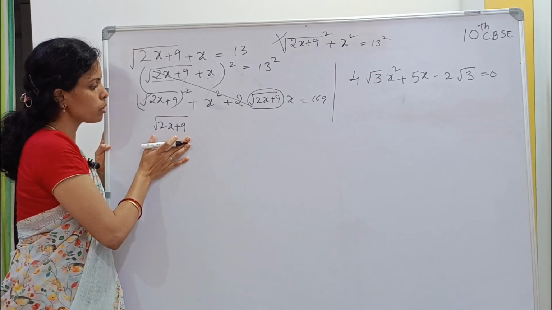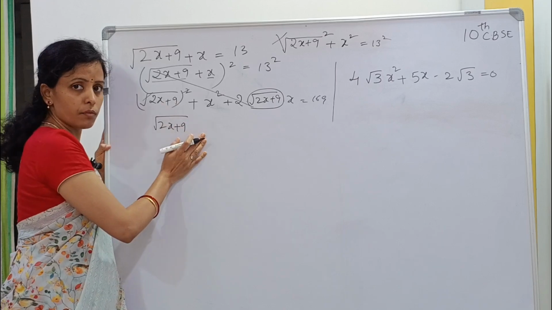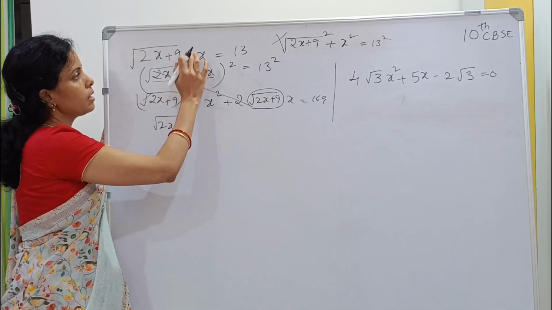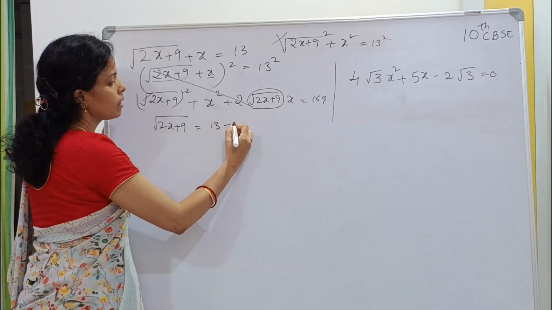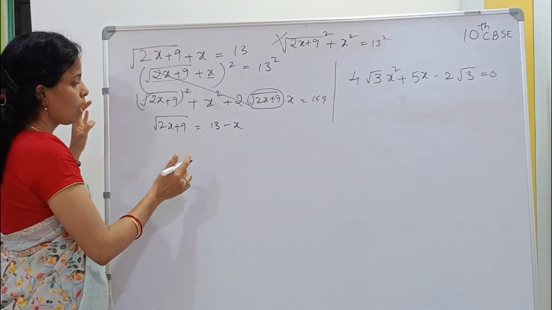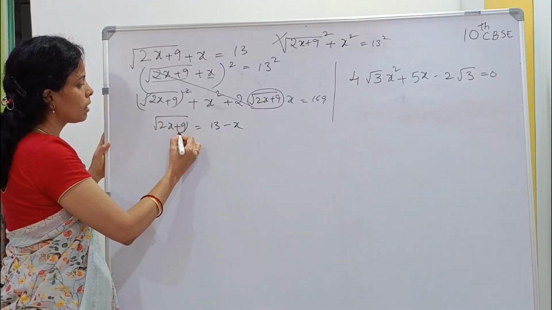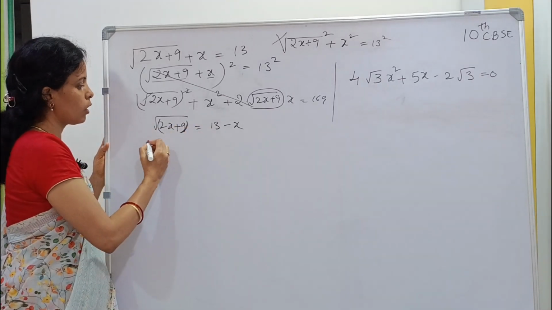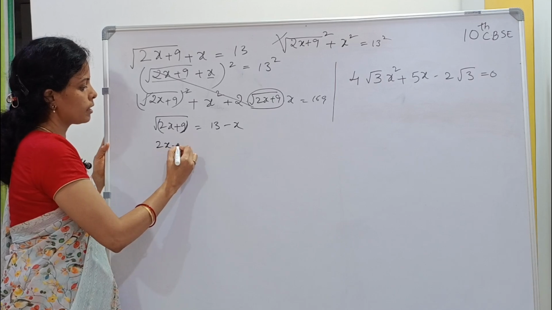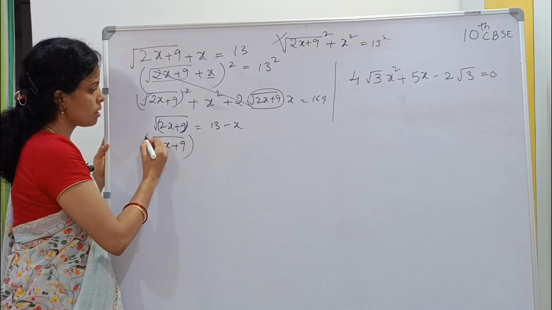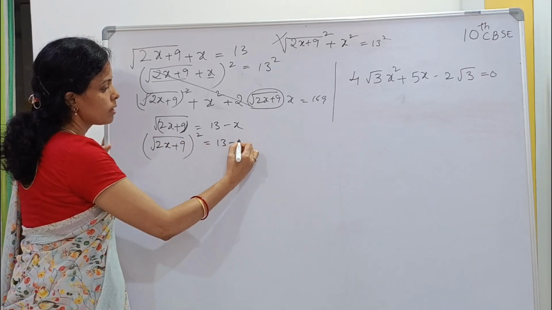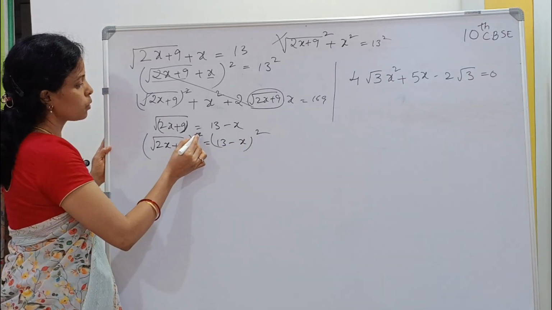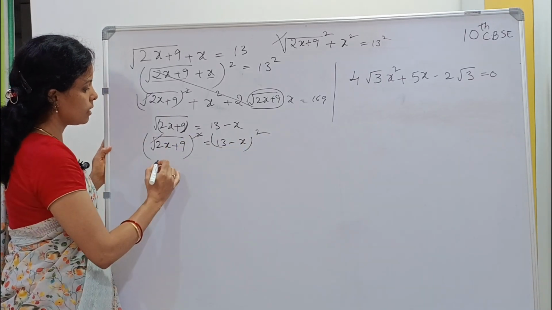Here, when I get a root in only a single term, and then if I square, that will solve our problem. So in order to do this, let's send this x to the other side. Do you think this will solve our problem? Because here we have only a single term. This root is for the entire 2x plus 9. Okay, so now let's do squaring on both sides. So root of 2x plus 9 whole square is equal to 13 minus x whole square. Isn't it easy now? So the root square will be cancelled.